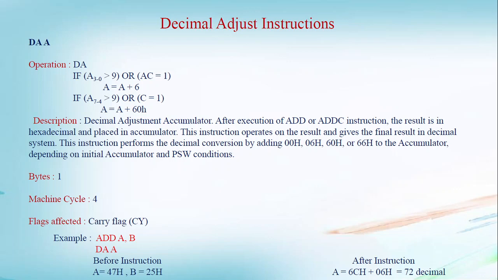So we can see in the example ADD A, B and DA A. Before the instruction A equals 47H and B equals 25H. When the contents of A are added with the contents of B, we get a hex value, that is 6CH. We can observe here C, which is the lower nibble, is greater than 9. So here we add 06H. So 6CH plus 06H, we get 72, which is a decimal number.